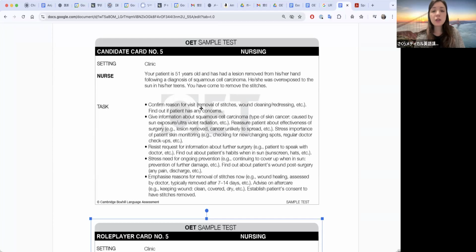Confirm the reason for visit: removal of stitches, wound cleaning, redressing. Find out if patient has any concerns. So what is this going to look like? Hi, my name is Sakura. I'm the nurse at this clinic. So I understand that you are here for... actually, let me get started again. I probably want to confirm name and date of birth first because this is the first time I'm meeting this patient. So I'm going to say, hi, my name is Sakura. I'm the nurse at this clinic. May I confirm your name and date of birth, please?